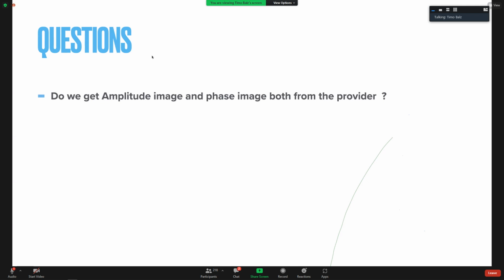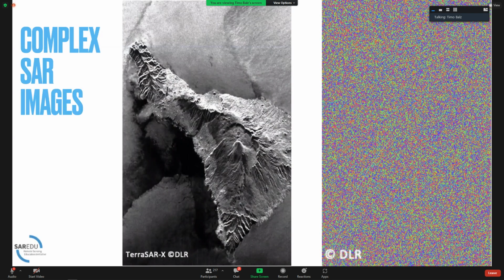All right. Do we get the amplitude image and phase image both from the provider? Yes, let me show you what you get. That's what you get. If you order it, you get a complex SAR image where the amplitude of that complex number is on the left side and the phase of that complex number is on the right side. So yes, both is in the complex number that your data is delivered in, depending on if you look at the amplitude or the phase of it.